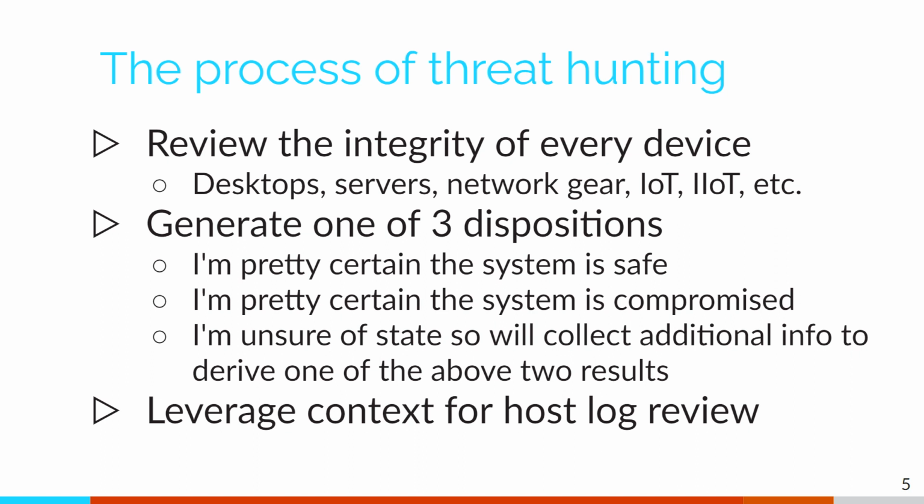We're checking these systems with the goal of coming up with one of two dispositions. I know this says three, but really there's two. And the two dispositions are, I'm pretty certain the system's safe, or I'm pretty certain the system's compromised and we're going to have a bad day, week, possibly month, depending upon how extensive this is. The third one is, I'm not sure. Well, I'm not sure simply means I need to create new ways to collect data or get additional data to be able to come back to one of those first two dispositions.